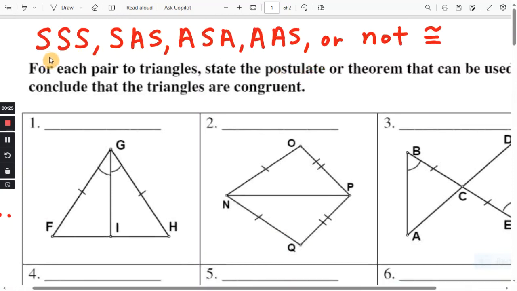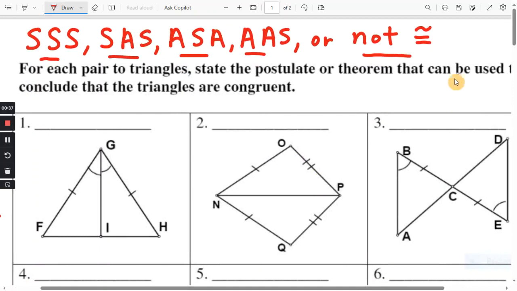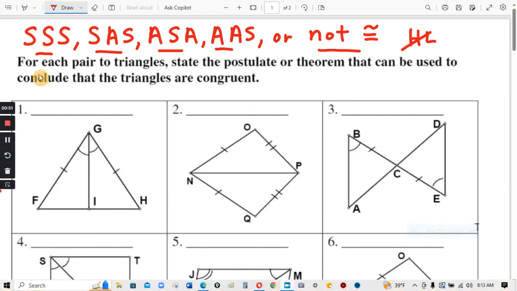Okay, so you can write SSS, or SAS, ASA, AAS, or if you can't prove it, you can just write not congruent. All right, none of these are right triangles, so we will not be using hypotenuse leg for this exercise. So it's either one of these four, or it's not congruent if you can't prove it. All right, the instructions say for each pair of triangles, state the postulate or theorem that can be used to conclude that the triangles are congruent.